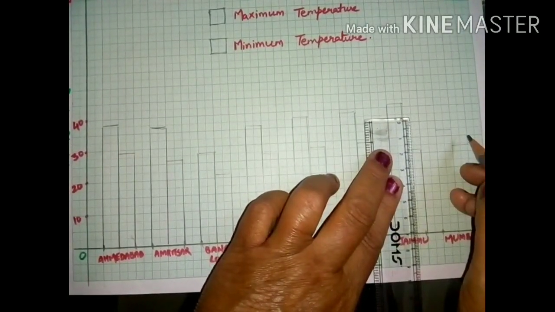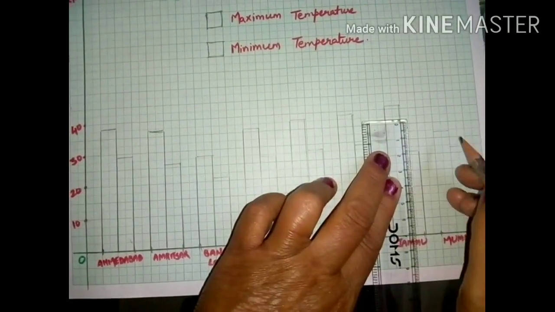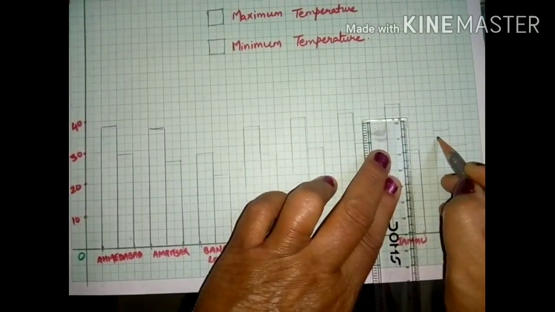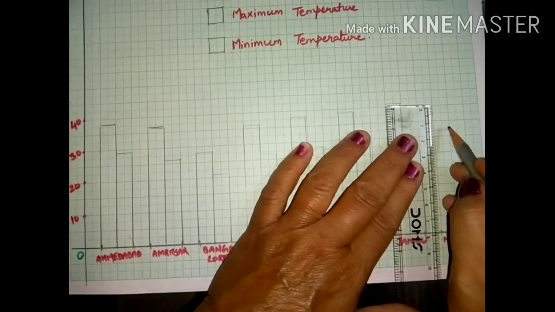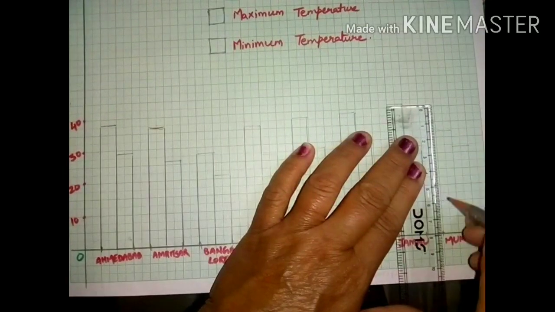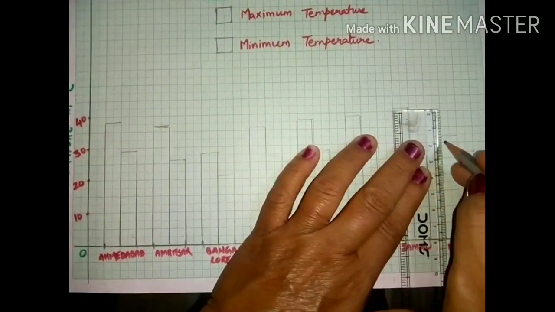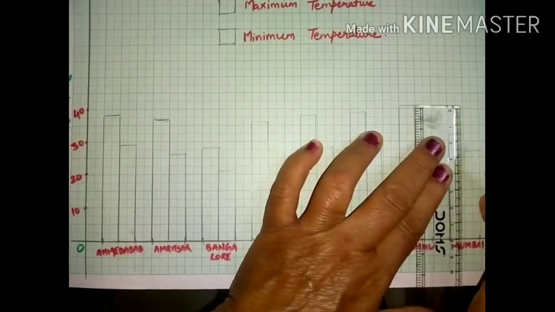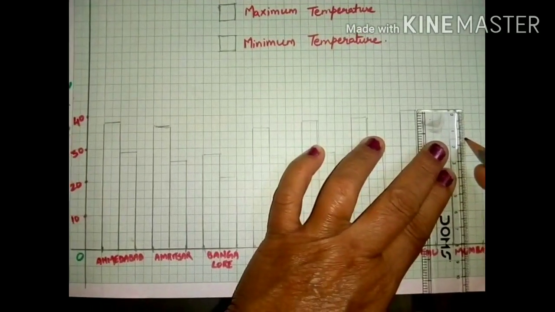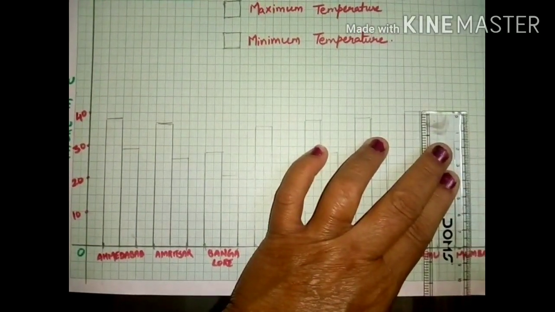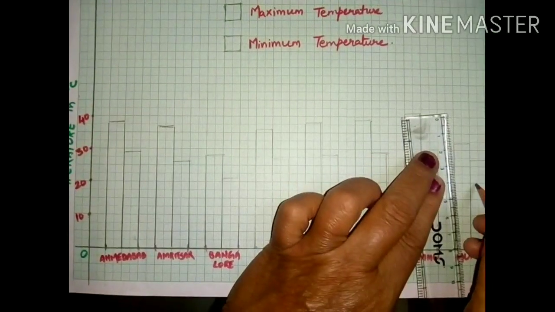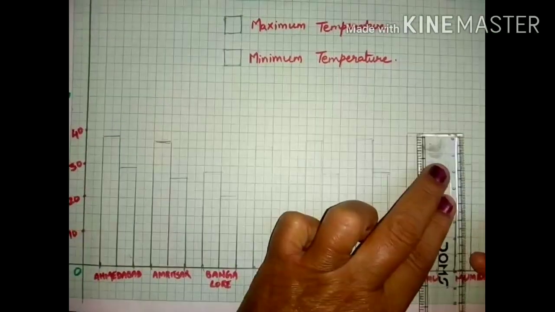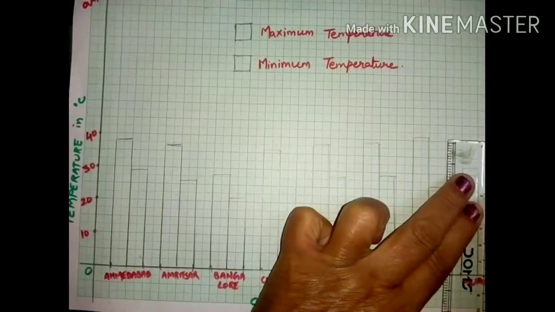So Mumbai is 32 and 27. So Mumbai is 32 means 30 plus 2, 2 to the 4. 4 divisions we will take after 30. This is the first bar and second bar will be of 27. 27 means 20 plus 7, 7 to the 14. So this is 27.